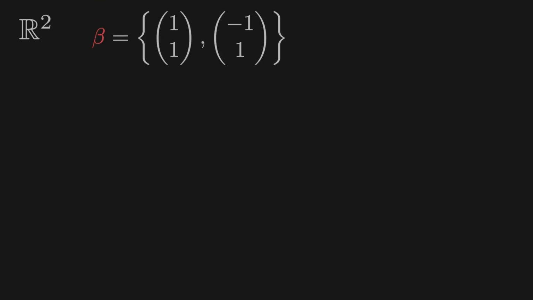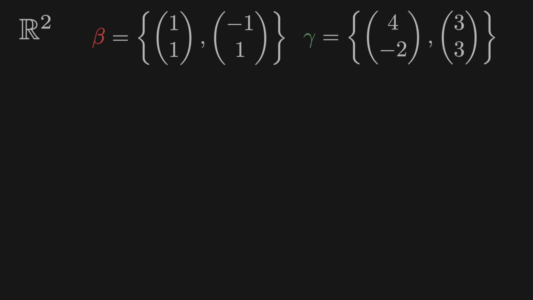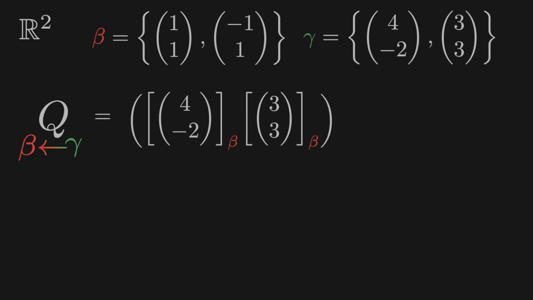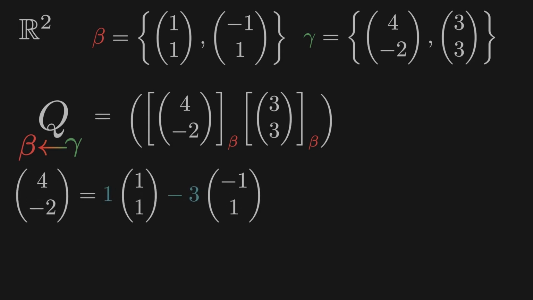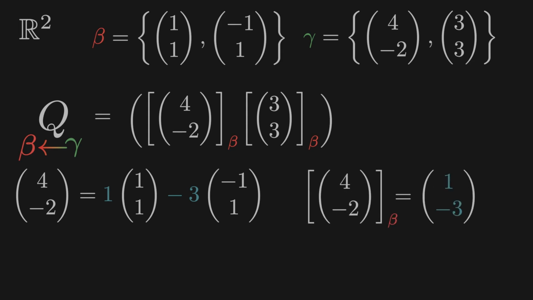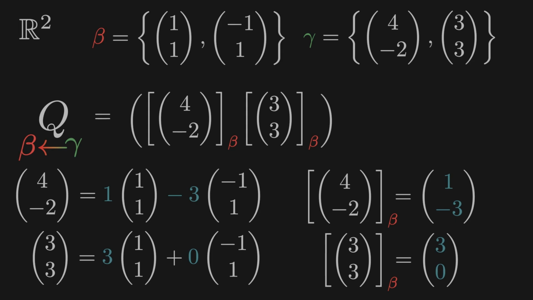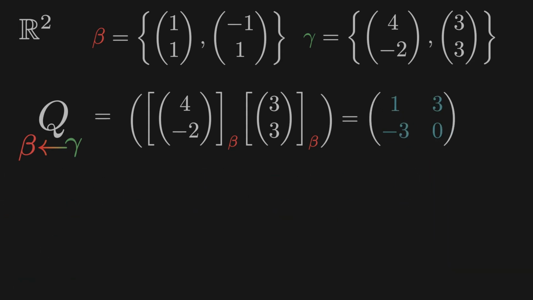Let's consider the example from before, where the vector space is R2, beta is (1, 1), (-1, 1), and gamma is (4, -2), (3, 3). We will be converting from gamma coordinates to beta coordinates. So, we need to find the basis vectors of gamma in beta coordinates. (4, -2) is equal to 1 times (1, 1) and -3 times (-1, 1). So (4, -2) in beta coordinates is (1, -3). Similarly, we can find (3, 3) in beta coordinates to be (3, 0). We can put these in our matrix to get columns (1, -3) and (3, 0).